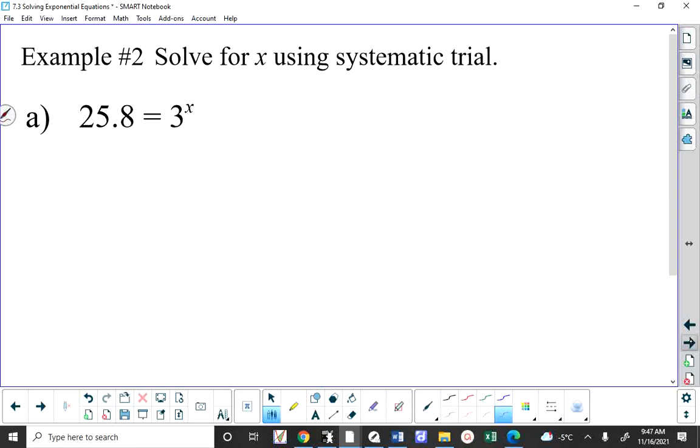Solve for x using systematic trial and error. This is something that I'm including because your textbook doesn't, and it's not bad. It's for a student who's really struggling, they might find this useful, but I find it very clunky. What you're doing is using trial and error. So before you get to your calculator, just look up here.